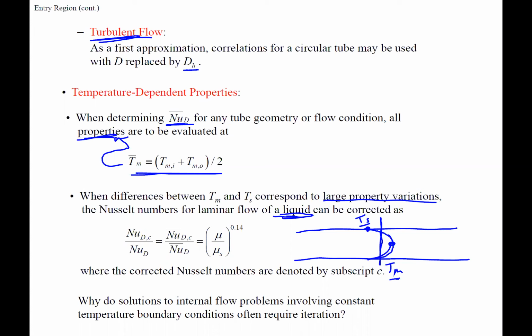So now you might want to correct for those property differences. That's what you're seeing here: we have the Nusselt number we calculate, and then we correct it based upon the large property variations. This one is at T mean, and this one is at the surface. Although T mean and the surface temperature might not be far apart, the viscosities might be, because the viscosities are causing a lot of the effects, not just the temperature.